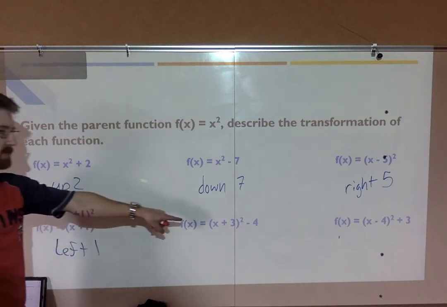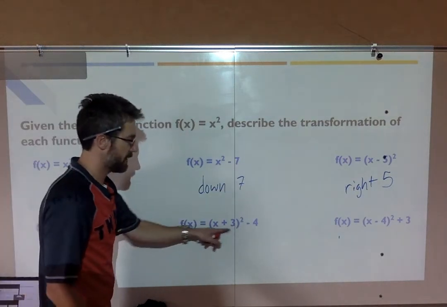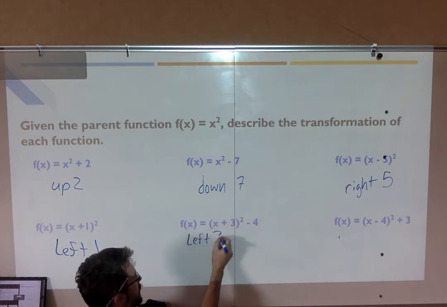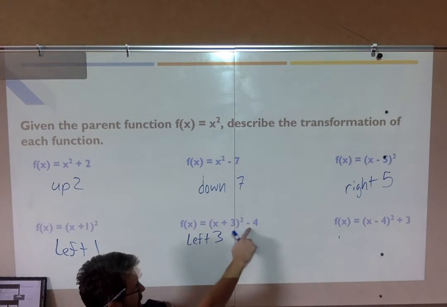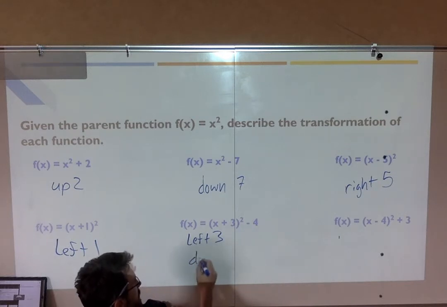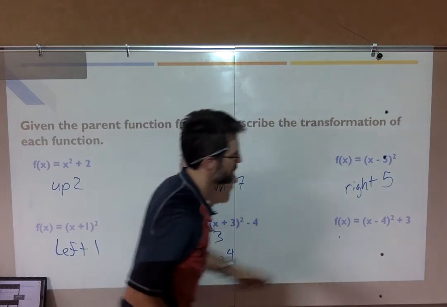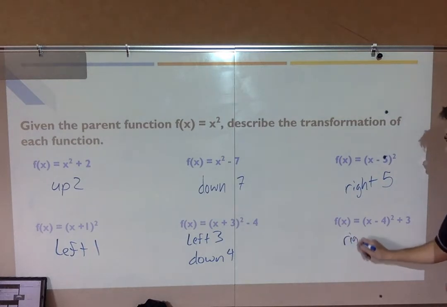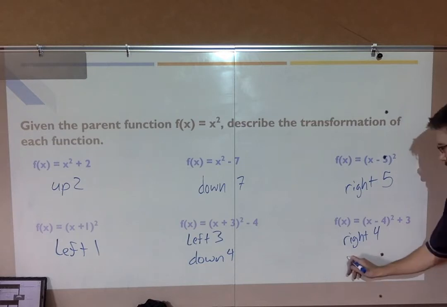And now some doubles. I've got both. Inside the parentheses, the horizontal homie part of this is going to move to the left 3, and the vertical visitor part outside the parentheses is down 4. Switch some numbers around here. The minus on the inside is going to move it right 4, and the +3 on the outside is going to move it up 3.